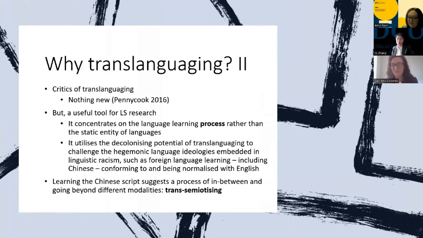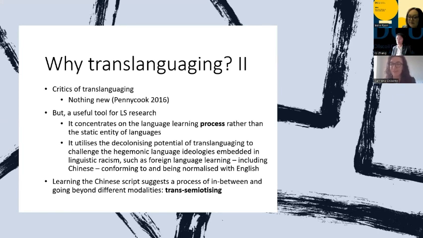Again, another keyword from today's talk earlier on, it utilizes the decolonizing potential of translanguaging to challenge the hegemonic language ideologies embedded in linguistic racism, such as foreign language learning, including Chinese, conforming to and being normalized with English. So this point really spoke to me also when Dr. Wong mentioned this earlier, the concept that anything other than Western should be wrong, for example. So we challenge that and we take a look at the learning strategies in this way through a different lens. Learning the Chinese script then suggests a process of in between and going beyond different modalities in terms of trans-semiotizing.